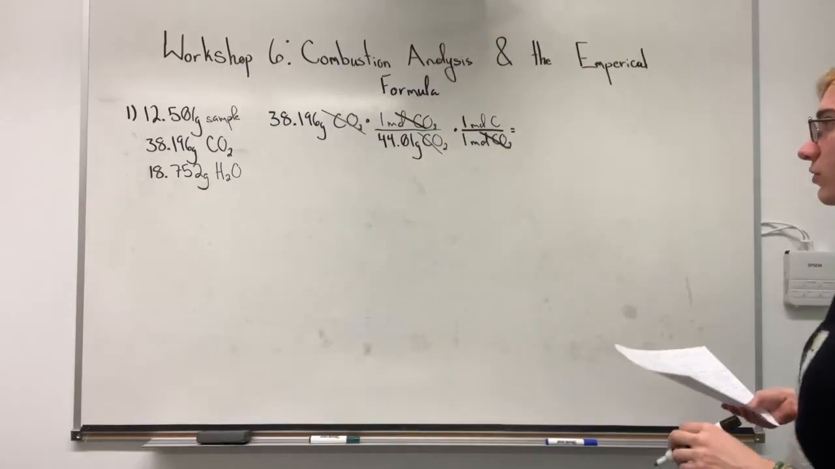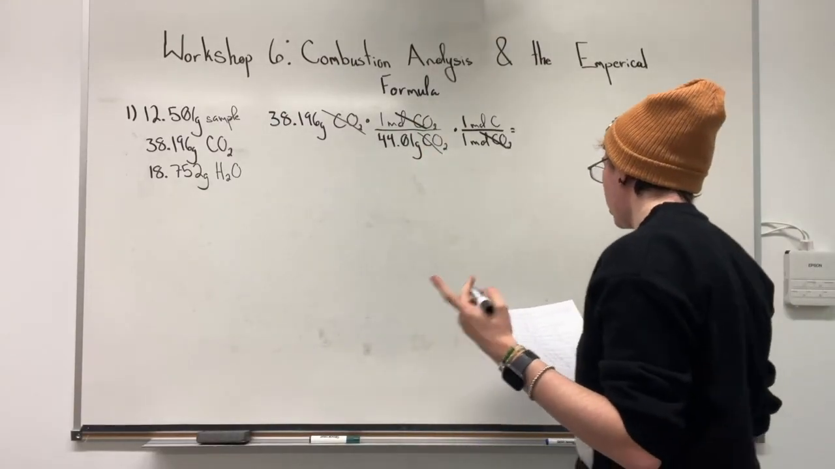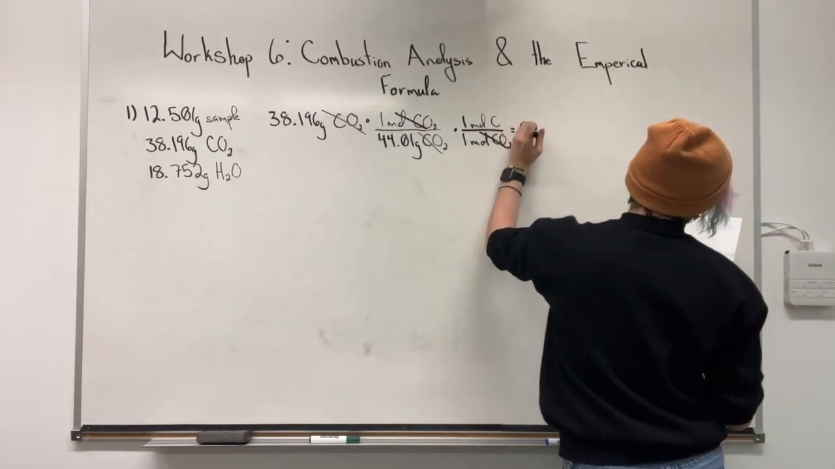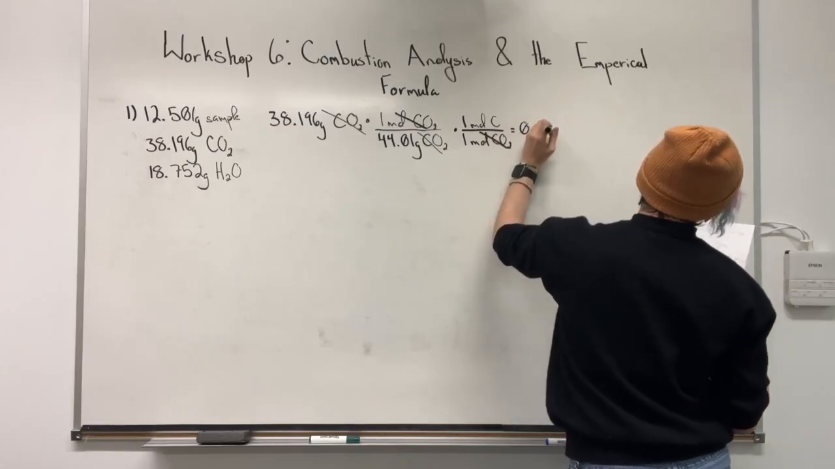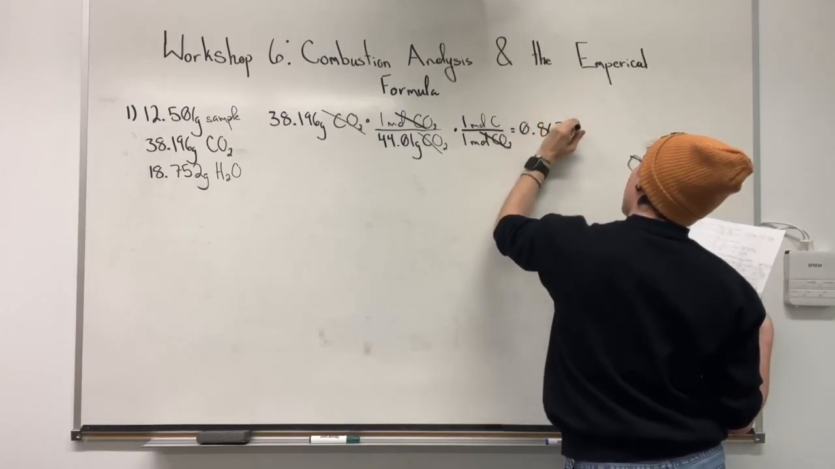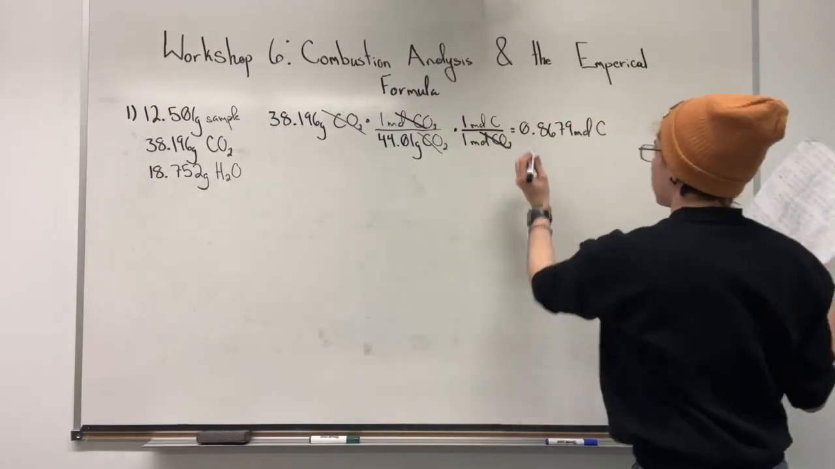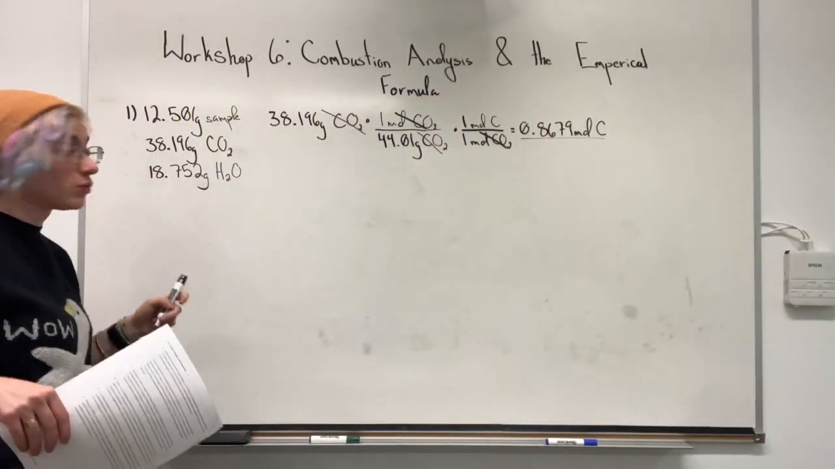And so the math itself is just 38.196 divided by 44.01. This much carbon dioxide came from 0.8679 moles of carbon. And now we're going to do the same work with our water.